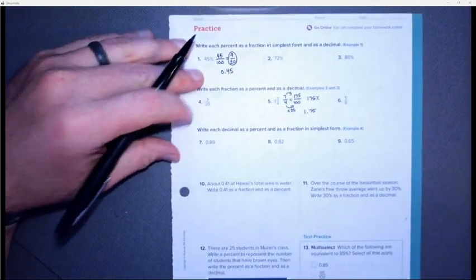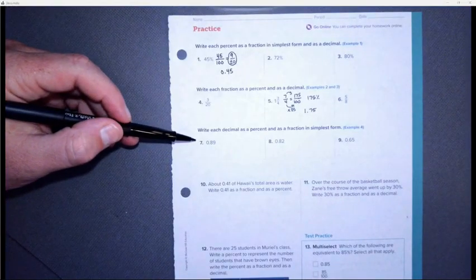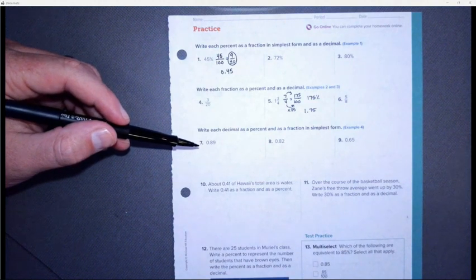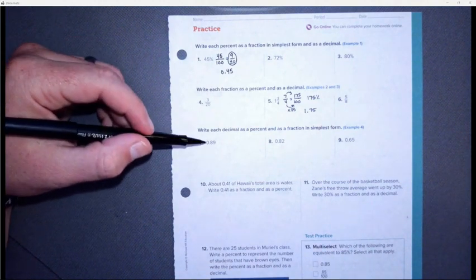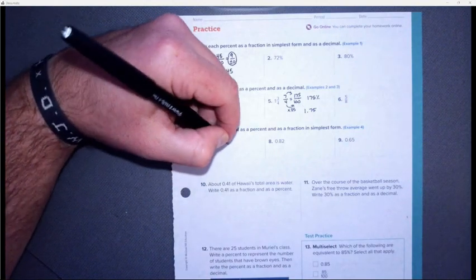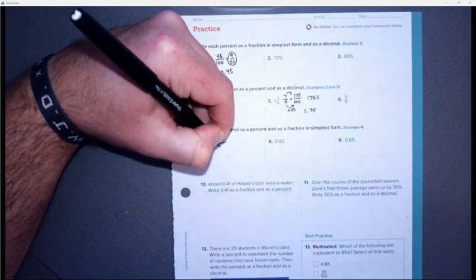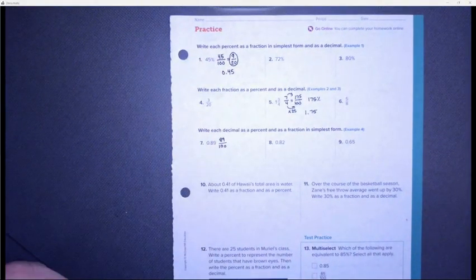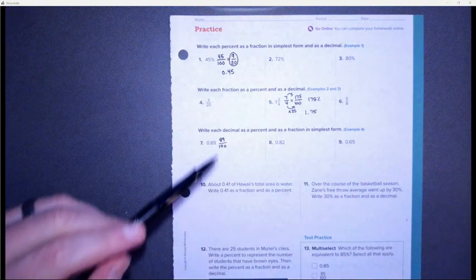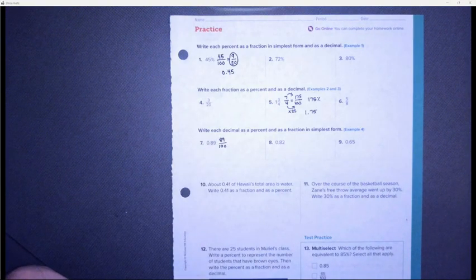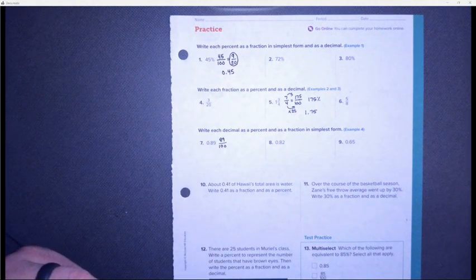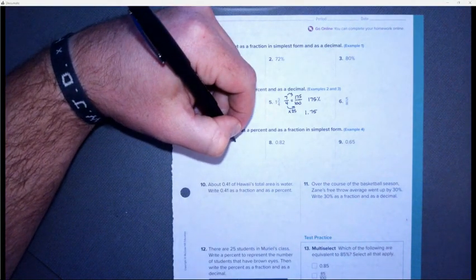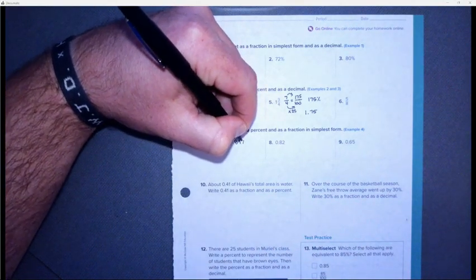Now let's look at number 7, where it wants us to write each decimal as a percent and as a fraction in its simplest form. So our decimal here, we have 0.89 or 89 hundredths. And for this one, we cannot simplify 89 100ths, so we will leave it as it is. Since it's 89 100ths, we know that's 89 per 100, which is 89%.